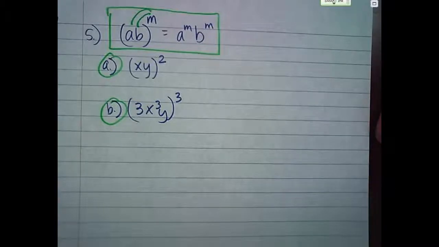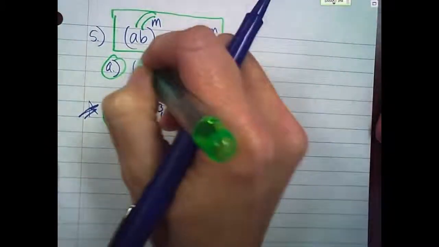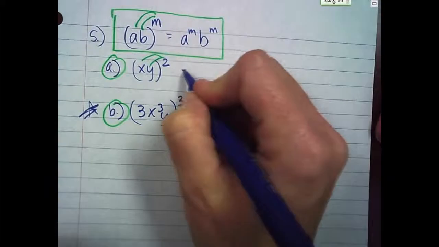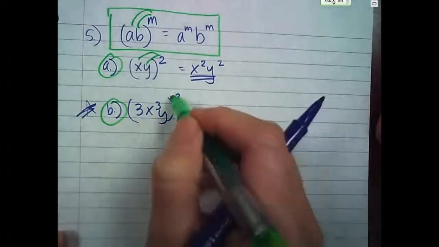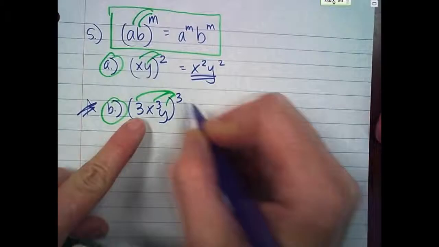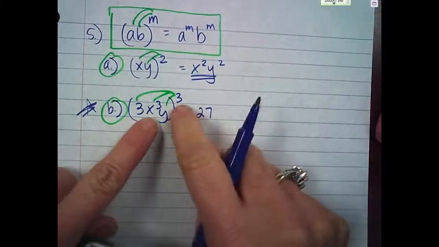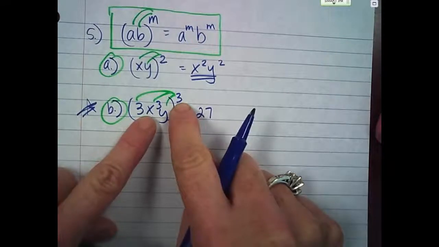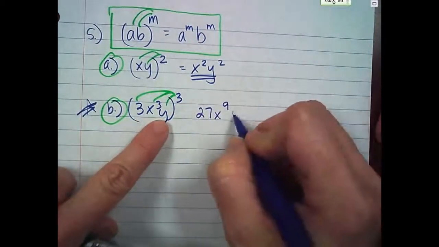So A is pretty easy. B, you might want to put a star by it. For A, you just apply the 2 to both, so you end up with x squared, y squared, right? But for B, when you apply the 3, don't forget about the 3 that's already there. So what you actually have is, what's 3 to the third power? 27. Now what's x cubed raised to the third power? 9. Excellent. And then y cubed.